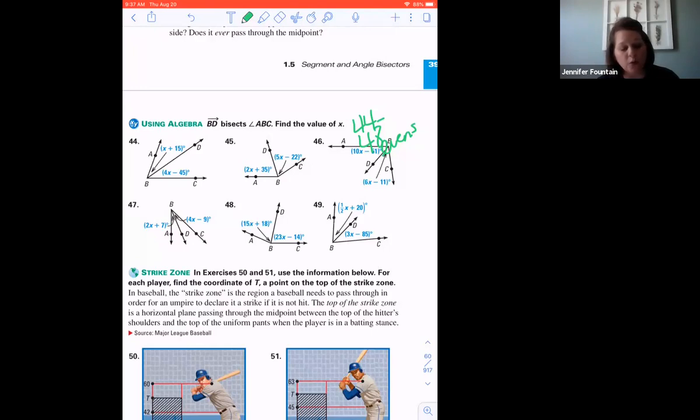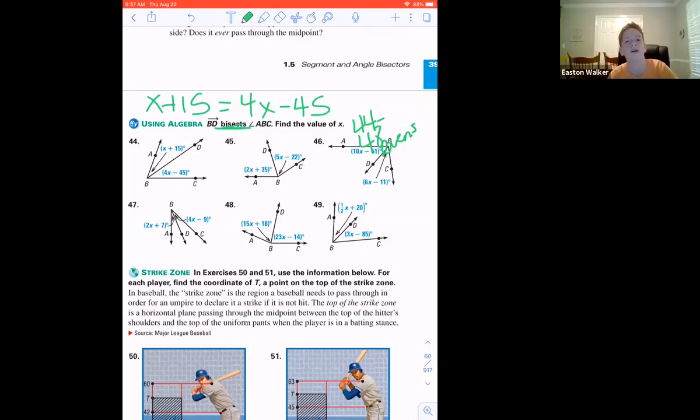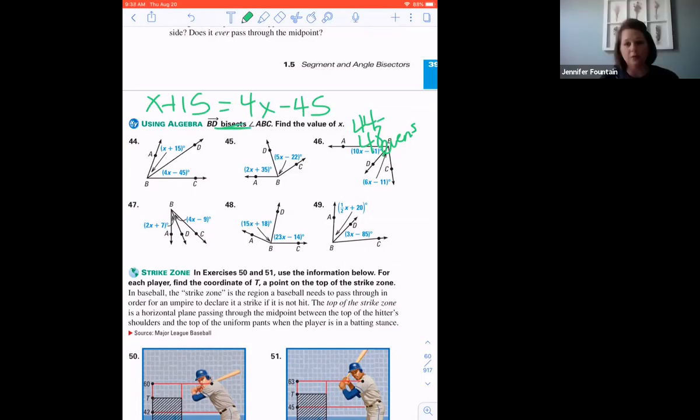So on 44 through 48, remember that since these are equal to each other, just like on 44, that means I'm going to set x plus 15 equals 4x minus 45. All I'm doing is setting each angle equal to each other and solving for x. Since we know that each angle, since it's a bisector, because our directions told us that they are bisectors. So that means each angle is equal to each other. So I'm going to set up my equations where I have one angle equal to the other and solve for x. Okay, so pulling in some algebra here.